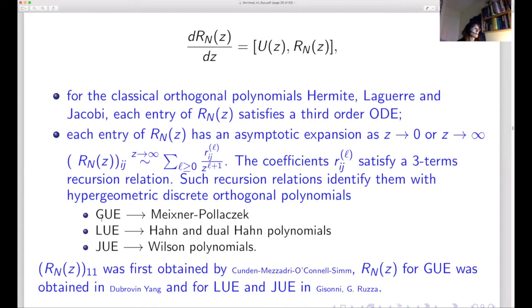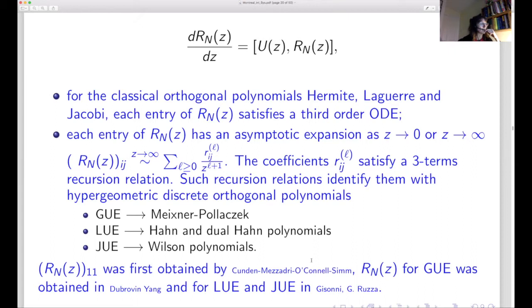For GUE, this was already derived by Dubrovin and Yang. For LUE and JUE it was derived by myself with Giulio Ruzza and Massimo Gisonni, and this was done for multipoint correlators. The one-point correlators were already obtained by Cunden, Mezzadri, O'Connell, and Simm using a different derivation. And in our language, the one-point correlator corresponds to the one-one entry of the matrix R_n. So this was obtained for all the classical orthogonal ensembles.